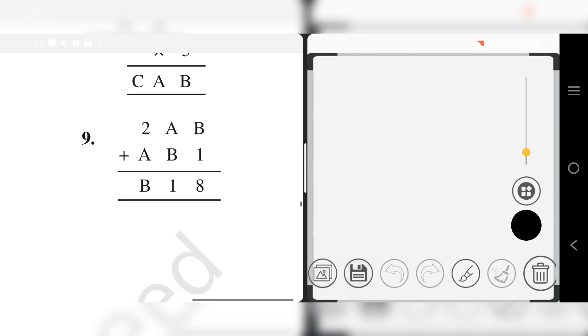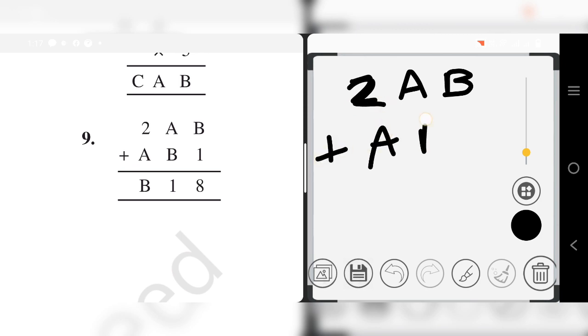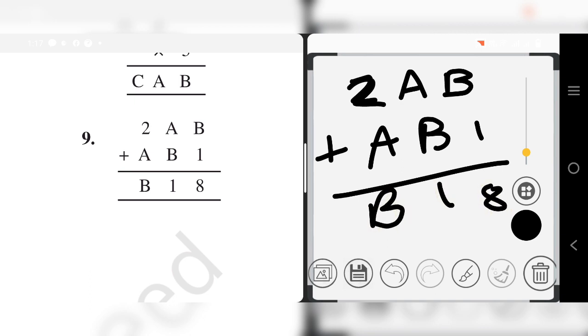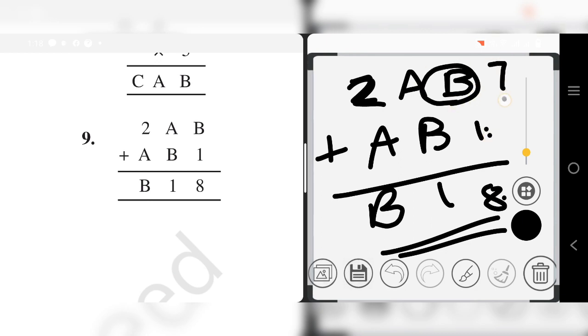Next, 2AB. It is not Z, it is 2. 2AB plus AB1, we are going to get B18. It's so easy. Wait. B plus 1 should be 8. So there is only one number called 7. If we add 7 plus 1 is 8. So B value is 7, since 7 plus 1 is 8.